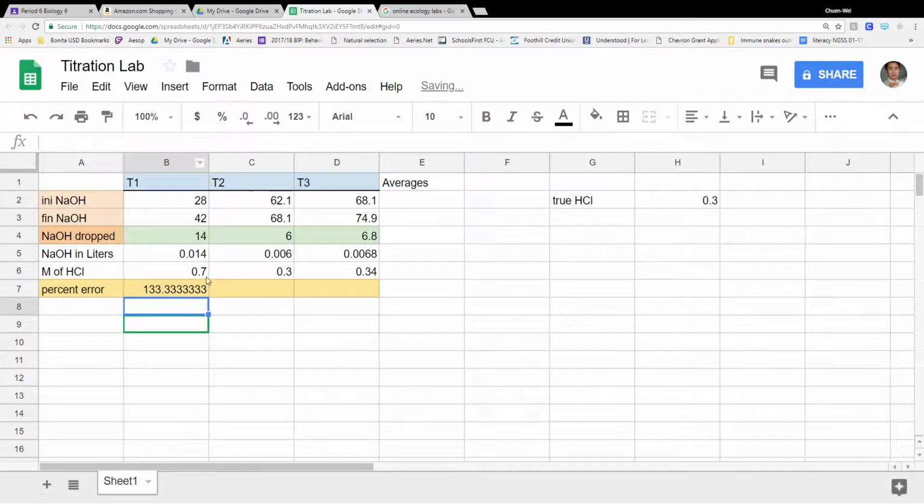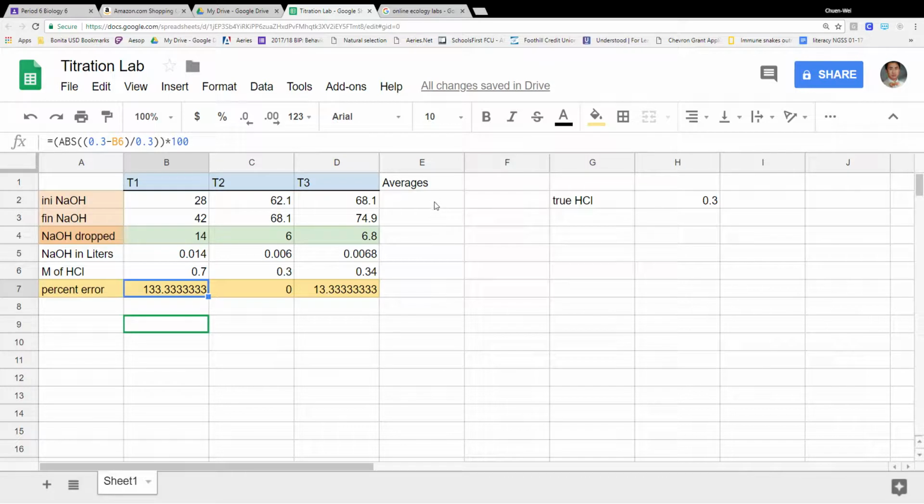Yes, 133% error. That's horrible. I'm going to drag this across. Awesome. 0% error, 13% error. All right, so obviously this team did 2 awesome trials and 1 horrible trial. Maybe the things were leaking or something. I don't know what happened there.